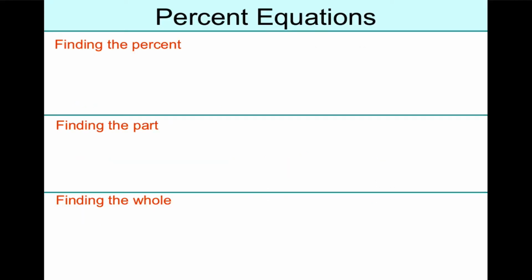So we're going to take a look at the same problem 3 different ways to practice translating from English into Mathish using those words. In the first one, we're going to find the percent. In the second one, we'll be missing the part. And in the third, we'll be finding the whole. These are the 3 possibilities. So first, the percent.